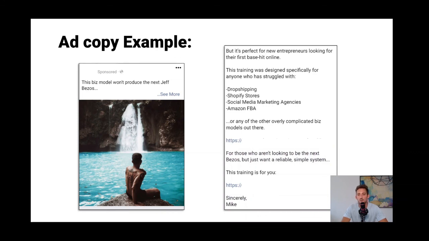So then next, I drop the link for the free training. And then I transition to, for those who aren't looking to be the next Bezos, but just want a reliable, simple system. So I'm telling them exactly what they're getting here. I'm talking about the offer, and I'm telling them, it doesn't have to be overly complicated. Take this. It's a simple system. This training is for you. And then I drop the link again, and I sign off.